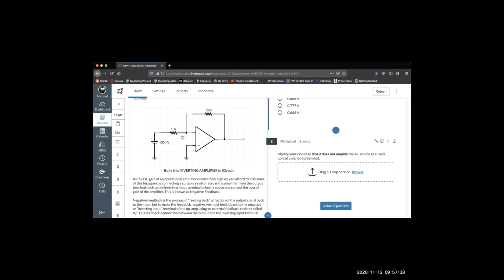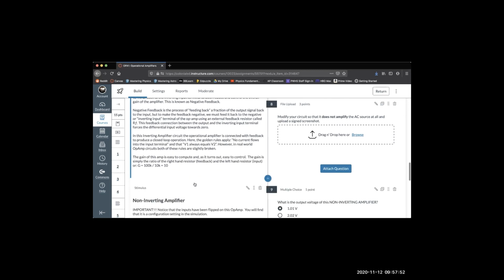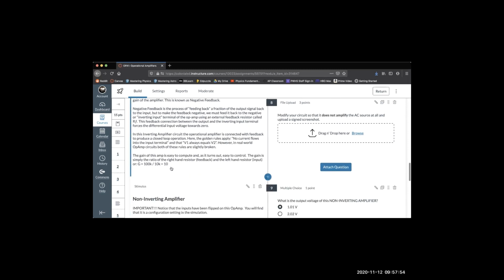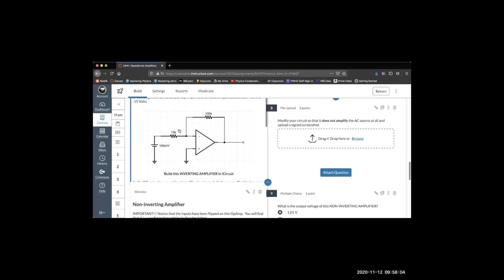So you've built this thing and you drag and drop the screenshot of it there. There's no alterations to do to it. No, there is actually. It says modify it so it does not amplify. Well, if I read down here, what I learn is that the amplification, which is also known as the gain, is written right here in this paragraph. The gain of an inverting amplifier specifically is the ratio of these two resistors, the resistor over the top and the resistor at the input. That's where the gain comes from.